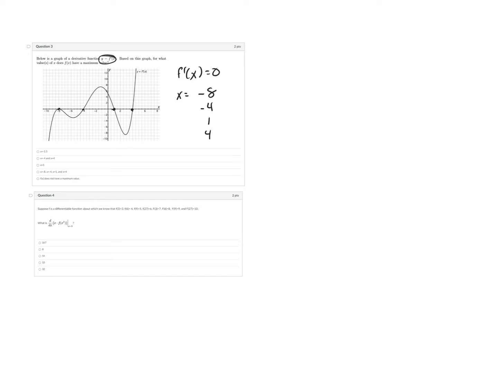So overall, these are the only points that could possibly be our maximum, so we can take out any other points. This -1.5 is not going to be an option, and the rest of these are looking okay. So now we just need to decide, are these critical points maximums or minimums? What can we figure out about them?